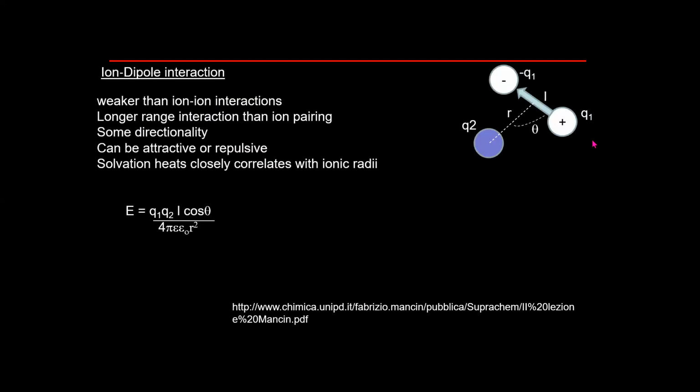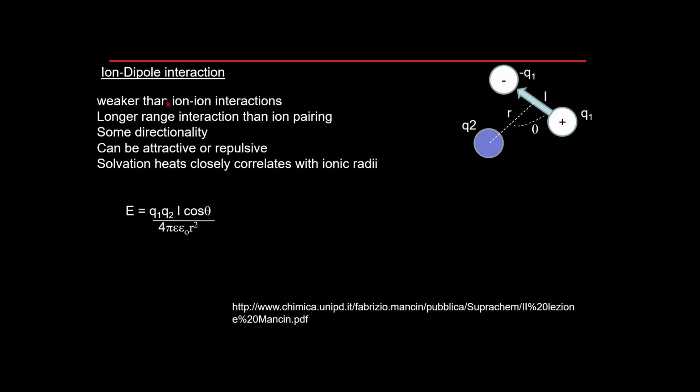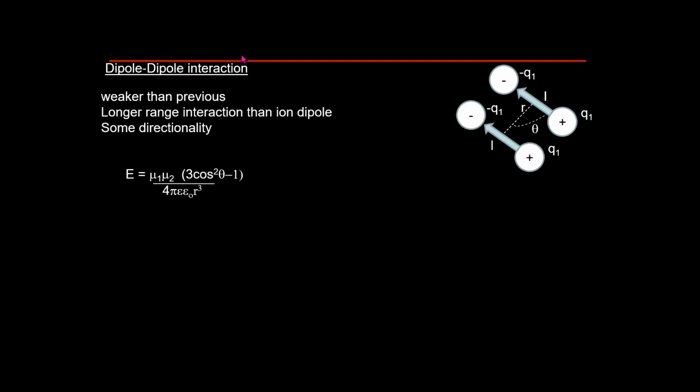Ion dipole interaction. So you have an ion here and you have a dipole here. Okay, plus and minus, that's a dipole. So there is an equation for the energy in ion dipole interaction. Dipole, dipole, two dipoles interacting. So there is an energy for that. This is weak. Ion dipole is weaker than ion-ion interaction. Long range, some directionality, can be attractive or repulsive. Okay, whereas if you look at dipole, dipole, very weak energies, very long range interaction, some directionality.